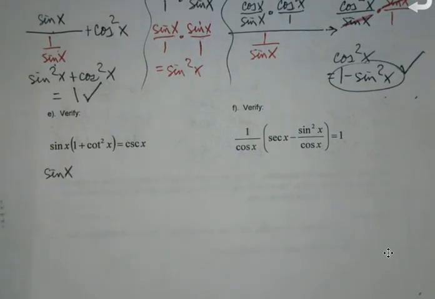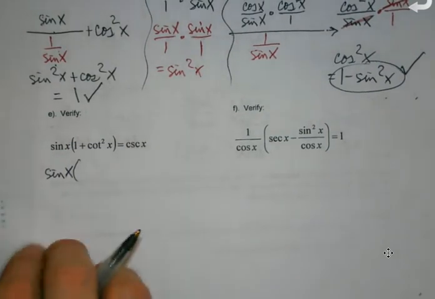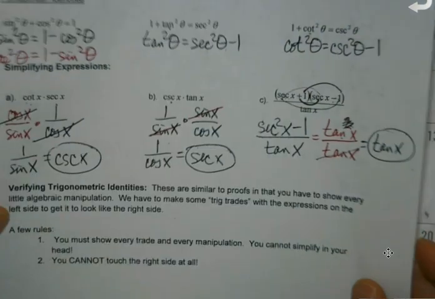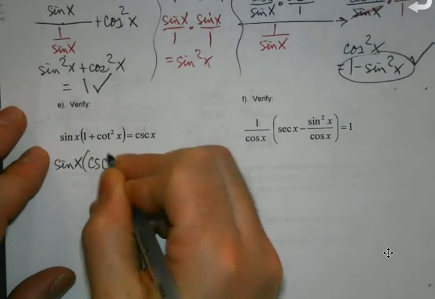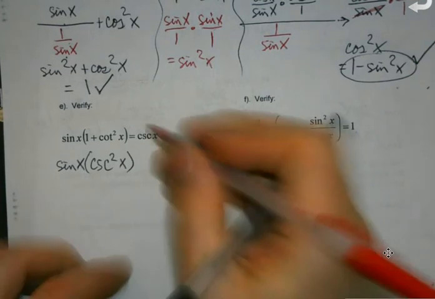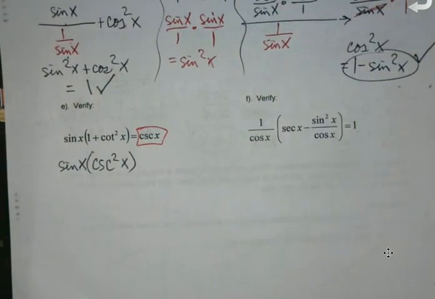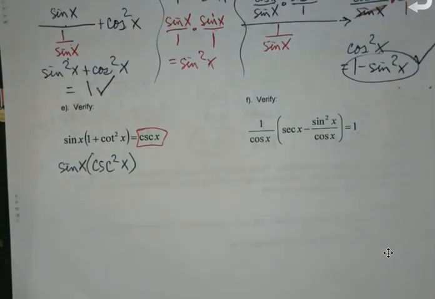What's 1 plus cotangent squared equal? 1 plus cotangent squared is cosecant squared. Okay, let's do that for right now. Okay, so I start to look at this, and I'm like, I want to get cosecant x at the end. So now I have a choice. I can play here.